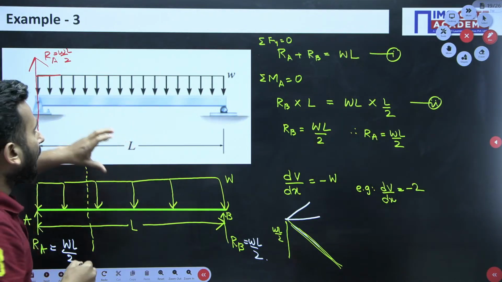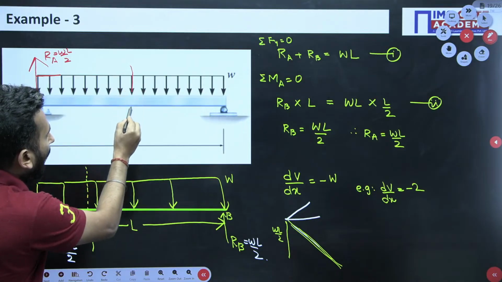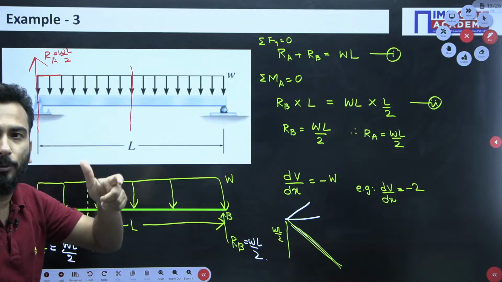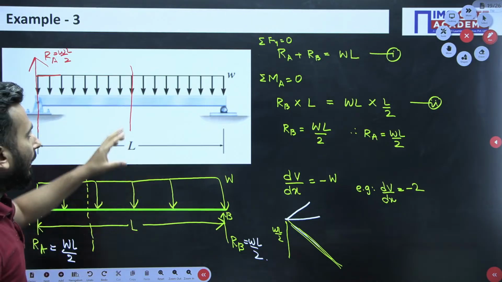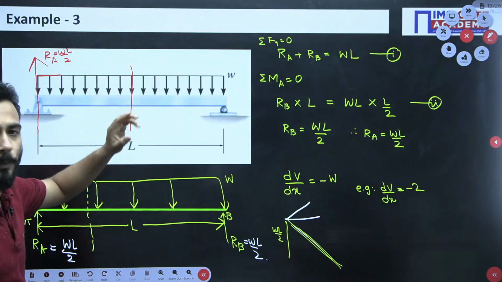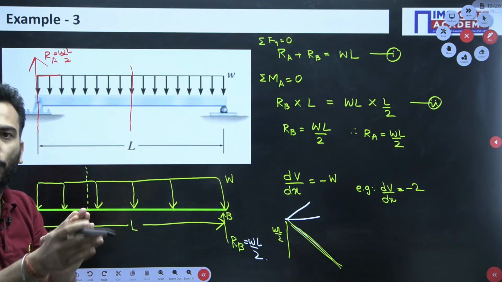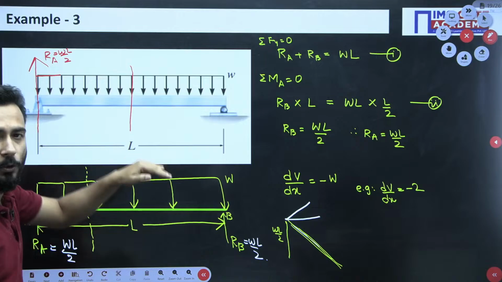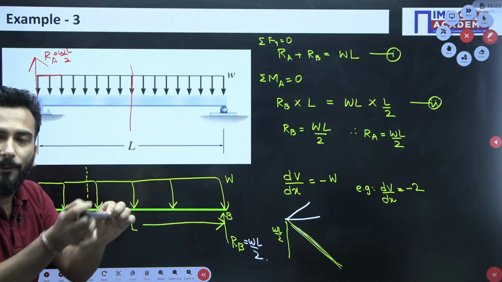That means till half of the length, what will be the value of the distributed loading? WL by 2. W into L is the full value. Till half length, it would be W into, what is it, L by 2. So WL by 2. What is the value of RA? WL by 2. So till half length, the load is WL by 2, and the shear is also WL by 2. That means the net effect will be 0.